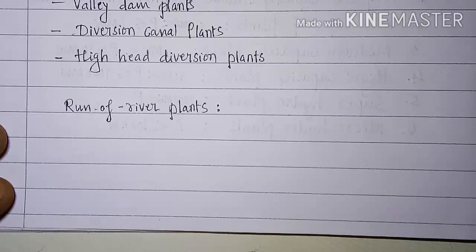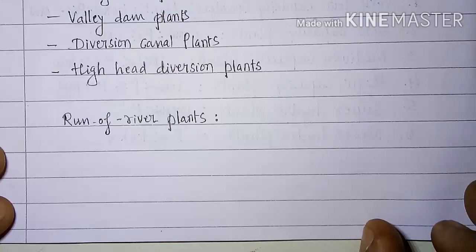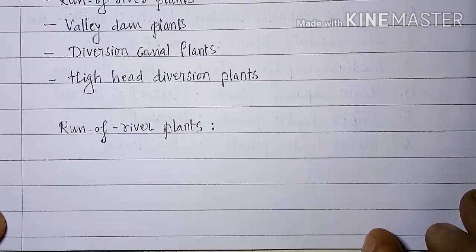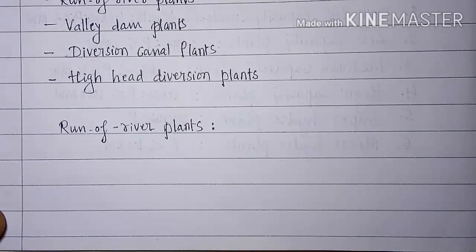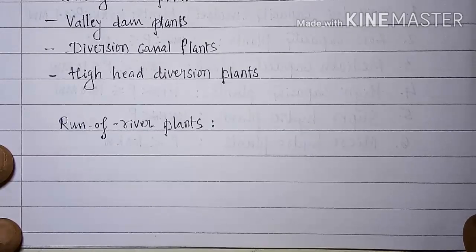So to generate power near the barrier, there should be a sufficient head available to generate power. Such plants are constructed only for those rivers where the water flow is throughout the year and with a little bit of seasonal variation.